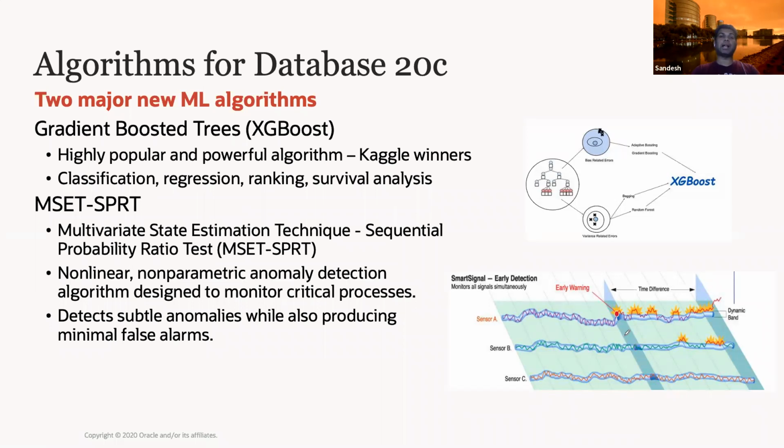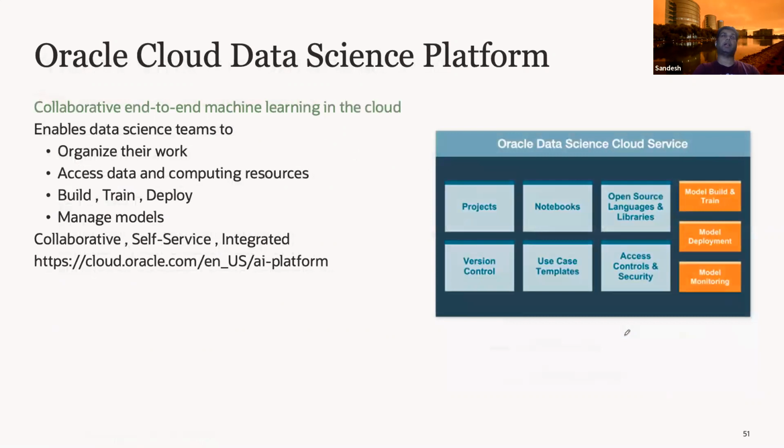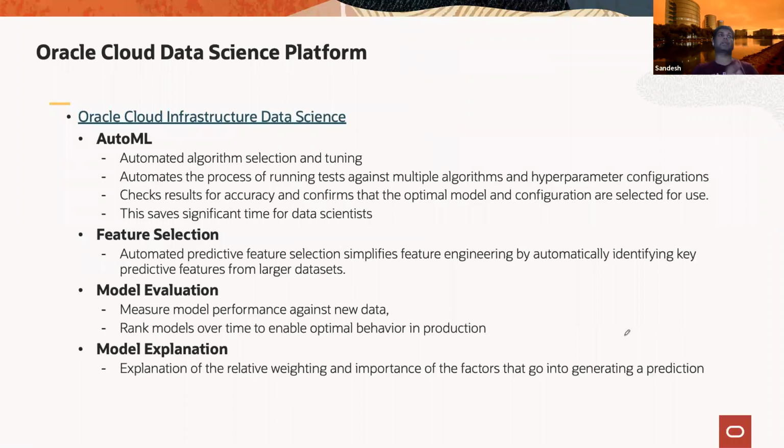Now, there's one last aspect before I close my presentation, and then we can go into questions. Oracle also has a cloud data science platform. This is a generic platform. This is not related to the DB per se, but can connect to the DB if you want to. It's a complete framework that gives you projects, notebooks, version control, a whole bunch of users, use case templates, access control. You can do model deployment, monitoring, everything. And all these features are present as part of this platform.